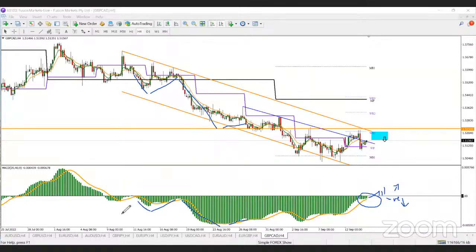I don't use the line. The line is just there, but I use the histogram. So I use the bars, the green bars on that. Hope that helps.